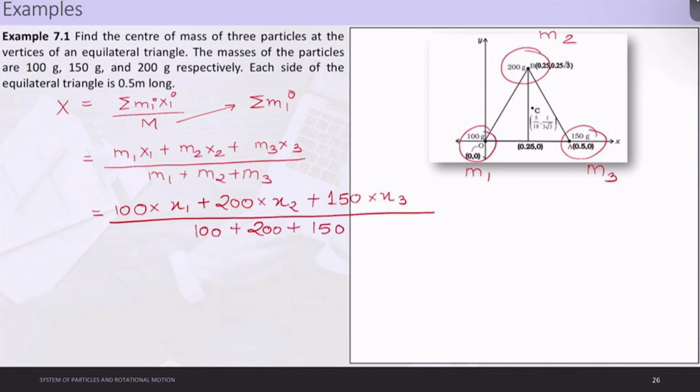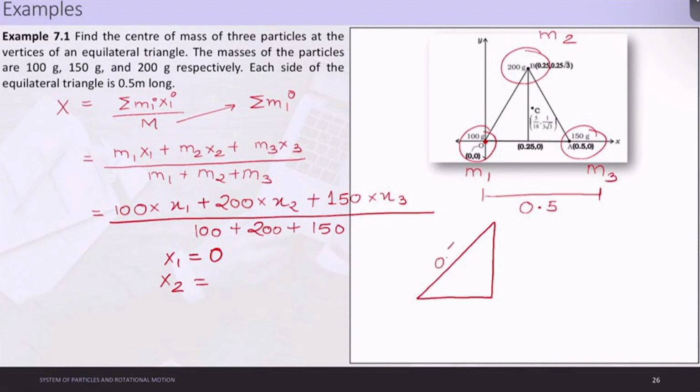Fine. Now let us calculate the value of x1, x2 and x3. So what is x1 here? X1, basically this mass is at origin, therefore x1 will be 0. What will be x2? So x2 can be seen clearly as this is 0.5, right? Okay, see from this half circle, half triangle. So this side is given to you as 0.5 and this angle is given to you as 60 degrees, correct?